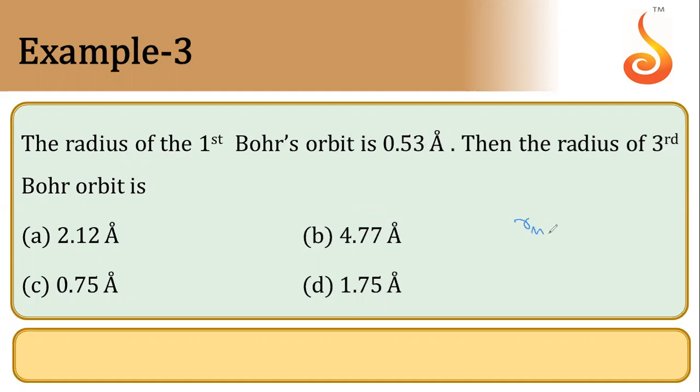The radius of the nth orbit is 0.53 into n square by z angstrom. That is the formula for the radius of the nth orbit. According to this formula, if you substitute n equals 1 because it is for the first Bohr orbit, and it is a hydrogen atom so z equals 1, then you will get the radius of the first orbit as 0.53.